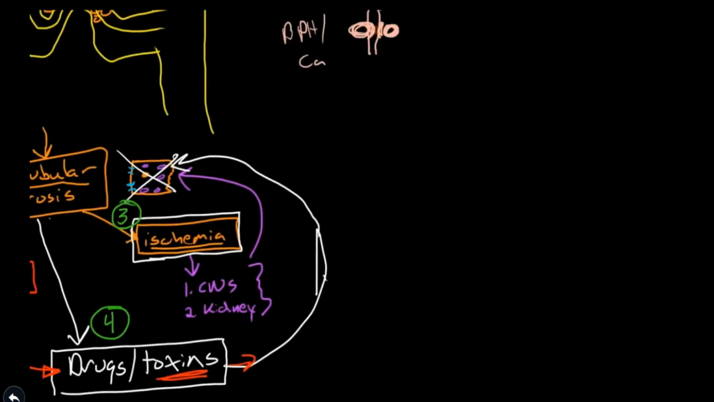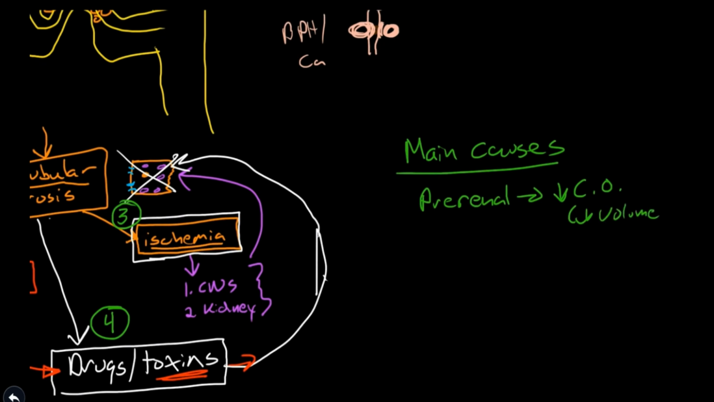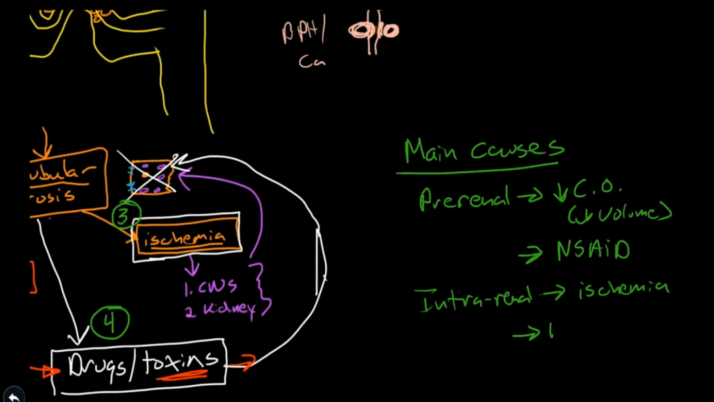So these are the four things that I would consider most prominently if I have a patient with acute renal failure. So again, pre-renal failure, the most common cause is going to be decreased cardiac output due to diminished volume status, or NSAIDs. And then intrarenal, the main cause would be injury to the epithelial cells of the tubules due to ischemia, or due to drugs and toxins.